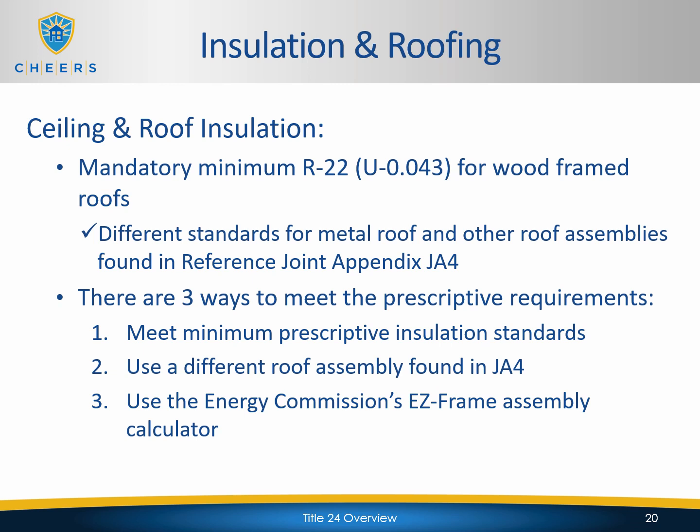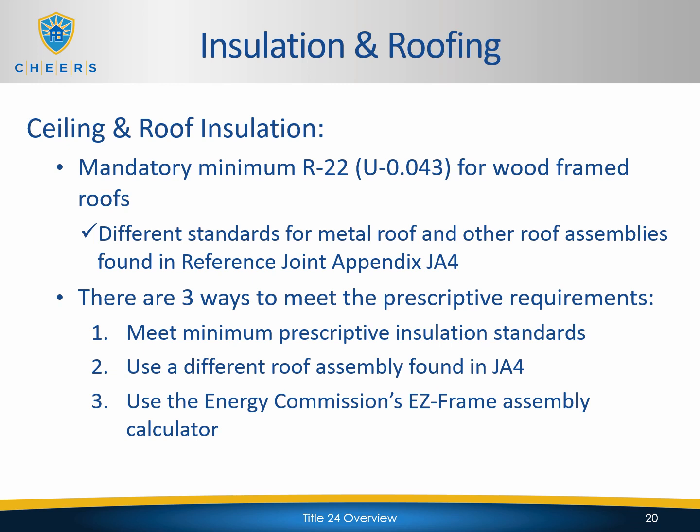So for our mandatory measures, the mandatory minimum is going to be R22 or an overall U factor of 0.043, and this will be for wood framed roofs only. There are different standards for metal roof and other roof assemblies, and those can be found in Reference Joint Appendix JA4. And then we do have 3 different ways to meet the prescriptive requirements that we saw. The first one is just to meet the minimum prescriptive insulation standards. If it says R30, you install R30.